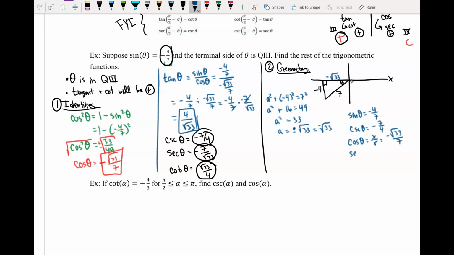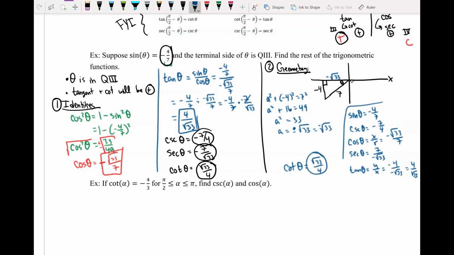So therefore the secant is going to be the opposite of it, which is going to be 7 over negative square root of 33. The tangent of theta is the y over the x. Notice that the y is going to be negative 4 over negative square root of 33, which is 4 over square root of 33. And then therefore the cotangent will be the opposite of that, which will be square root of 33 over 4.